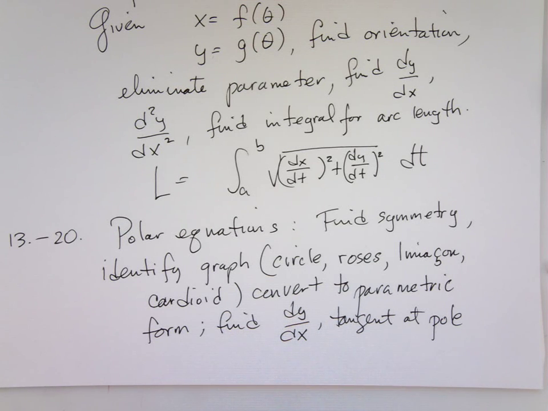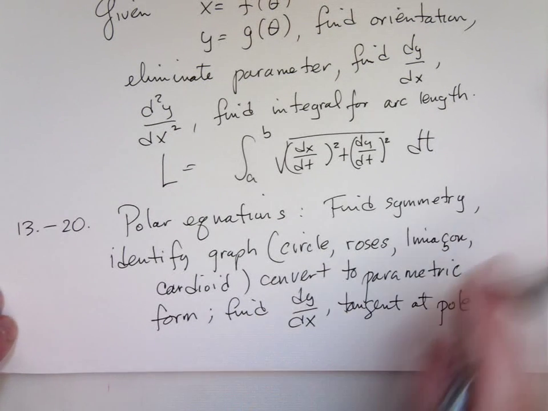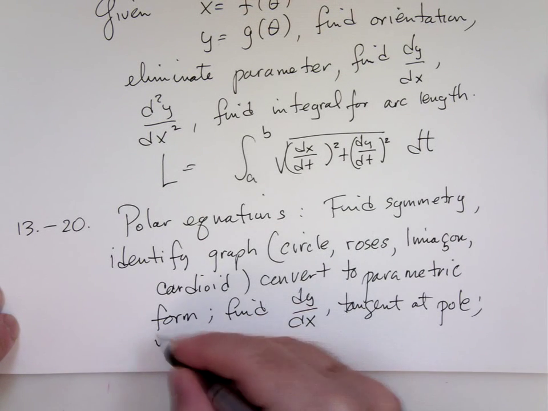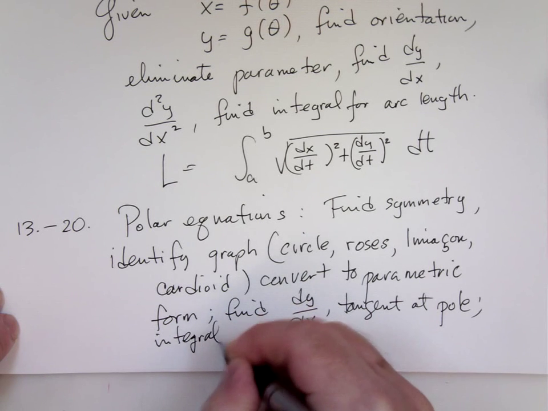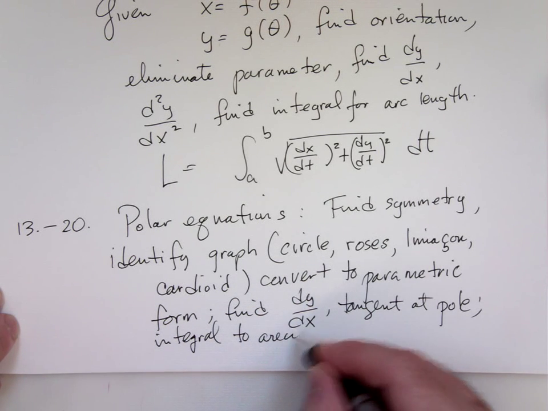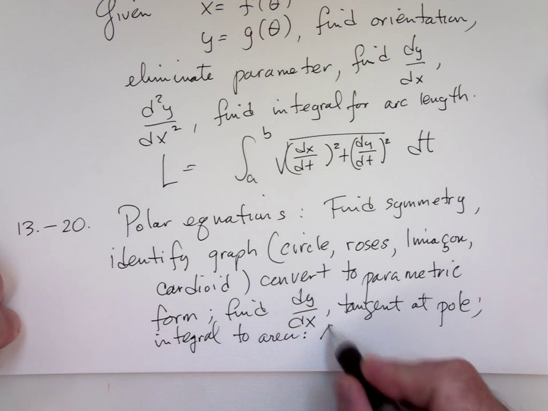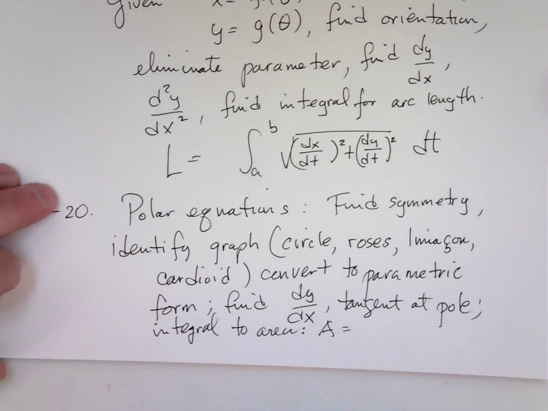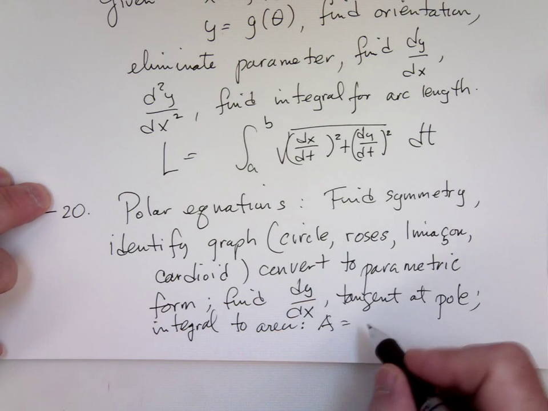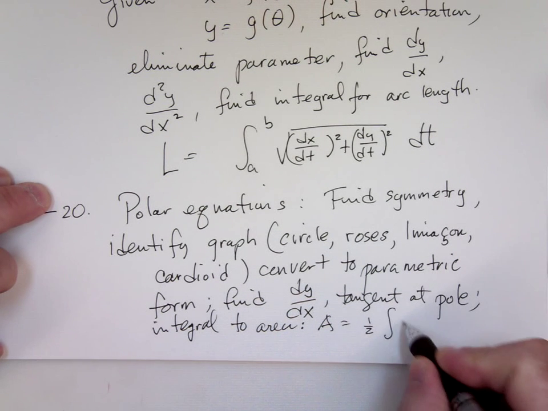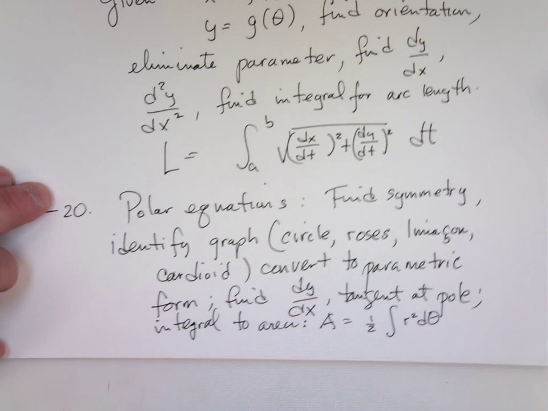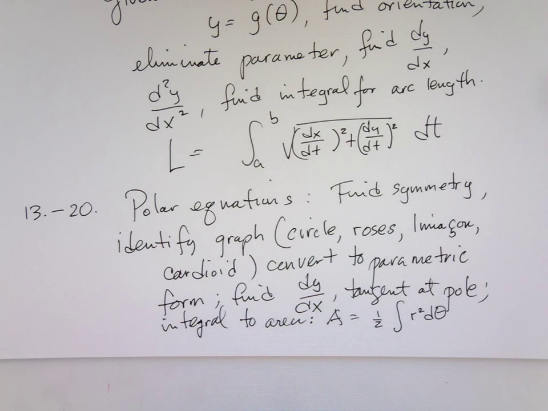Symmetry, graph, slope of the tangent line at the pole. Oh, and the integral for area. You mean you've got to know stuff in this thing? The integral for area, and do I ask you to actually do it? No. You don't have to do it out, but you do have to know that the area is equal to 1/2 the integral of r squared d theta. That's something I derived yesterday, I guess.